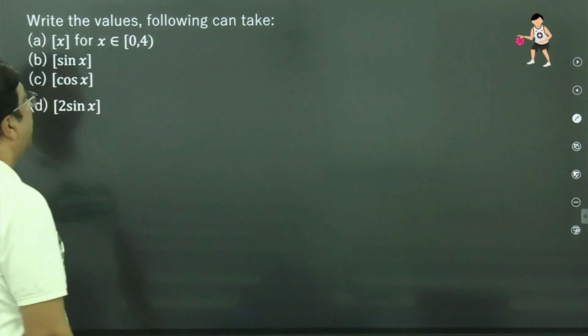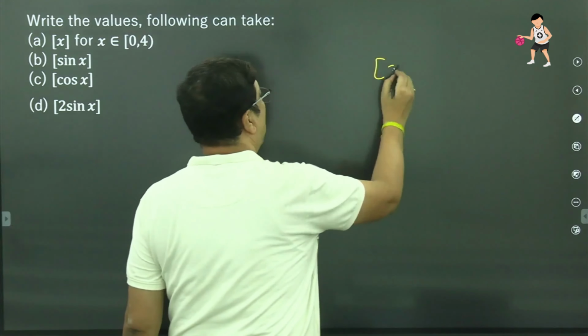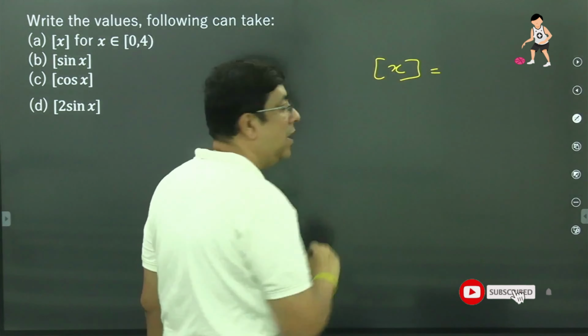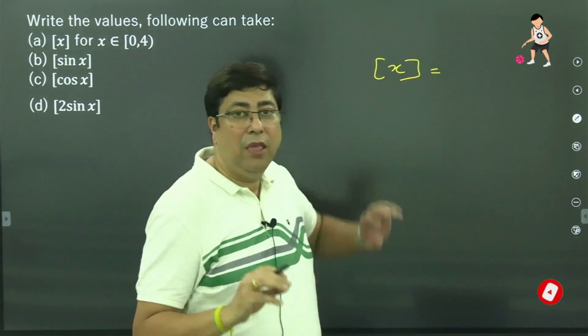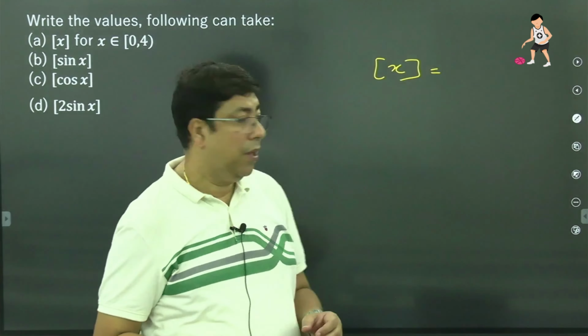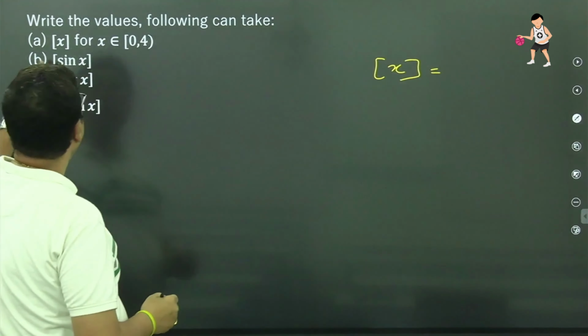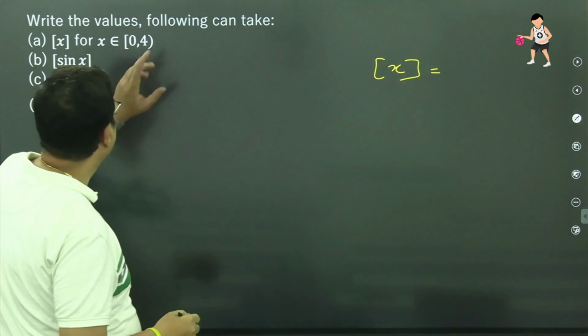So we have to find the box x. Remember once again, box x, whatever may be x, but the box function's result will be y. Box will always be an integer number. Now here it is given, find the value of box x when x belongs to 0 to 4.